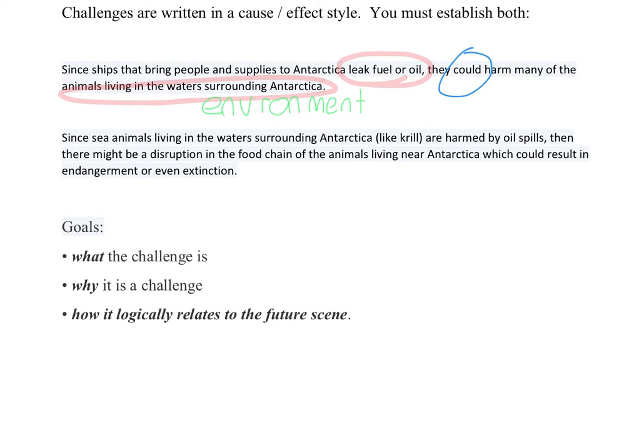The next one, since sea animals living in the water surrounding Antarctica like krill are harmed by oil spills, then there might be a disruption in the food chain of the animals living near Antarctica, which could result in endangerment or even extinction.